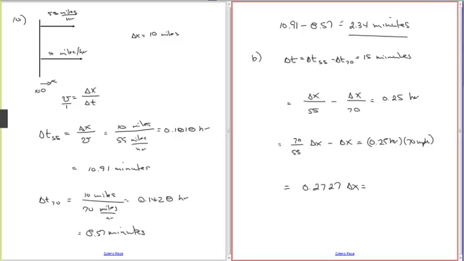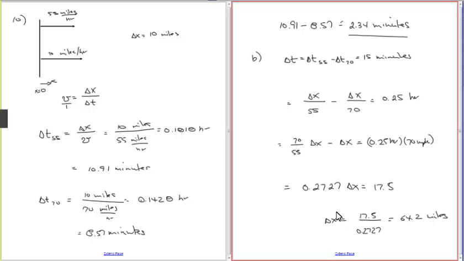So what I was doing is multiplying 70 by 0.25, which was 17.5. And then you divide both sides by 0.2727. So you get 17.5 divided by 0.2727. And we get 64.2 miles.